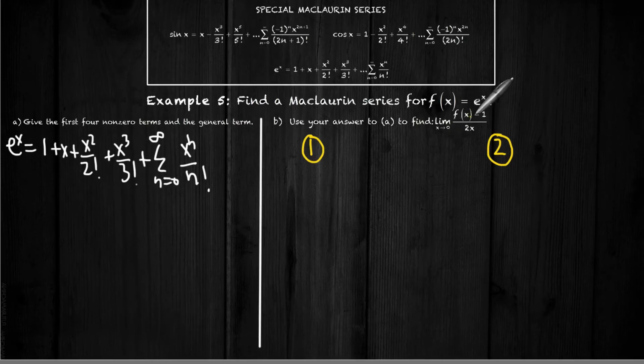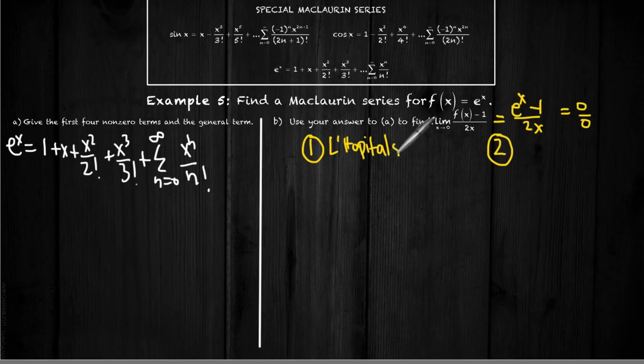Because when you plug in 0, matter of fact, let's write f of x. Since we know f of x is e to the x, let's just rewrite this as e to the x minus 1 over 2x. If we plug in 0, e to the 0 is 1, minus 1 is 0, and we plug in 0 to the bottom, we get 0. So the first is the L'Hopital's rule approach.